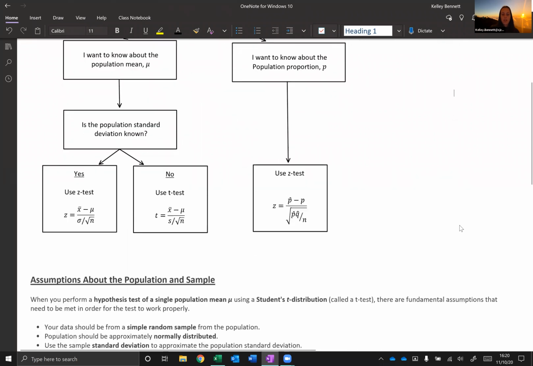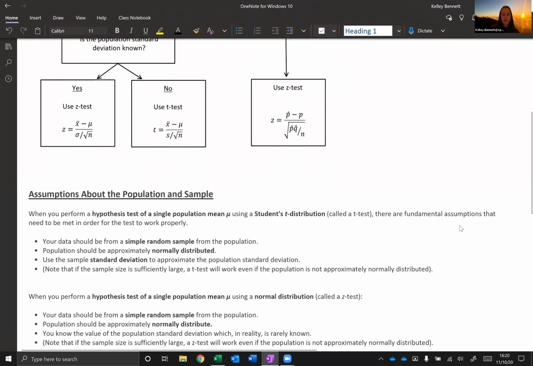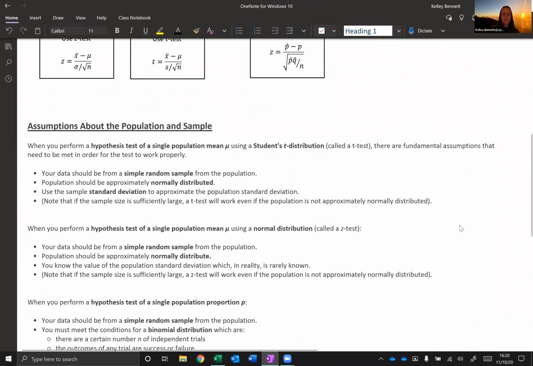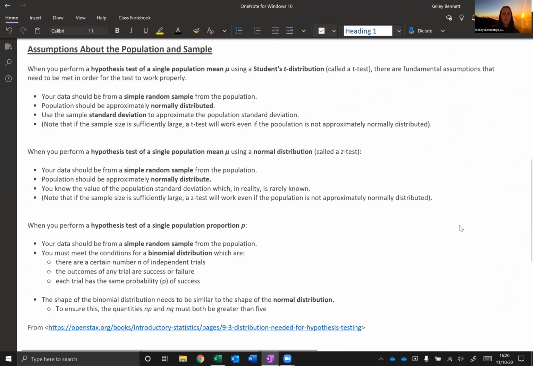We also have to check some assumptions about the population and the sample. So if we're going to perform a hypothesis test for a population mean, mu, and we're using a student's t-distribution, which sometimes we'll call a t-test, then our assumptions are as follows. Our data should be from a simple random sample. So remember that a simple random sample is where everyone in the population is equally likely to be chosen.